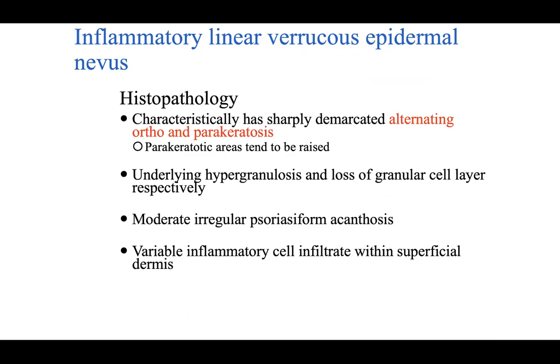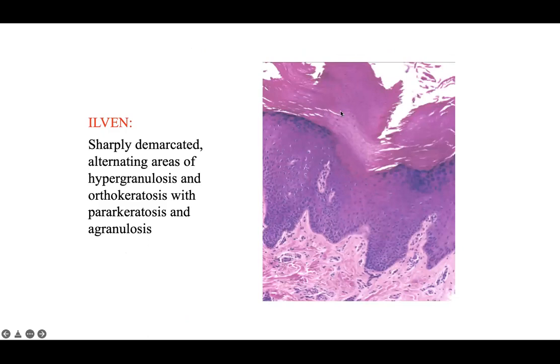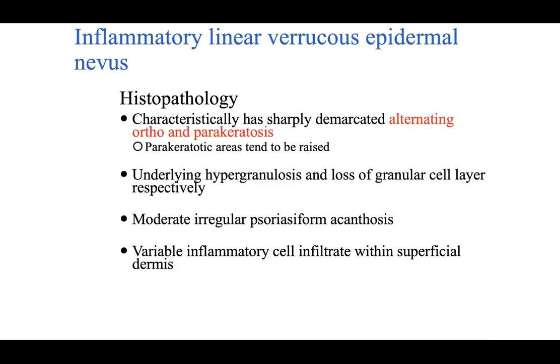Inflammatory linear verrucous epidermal nevus on histopathology, you're going to find alternating para and orthokeratosis that is sharply demarcated, with alternating areas of hypergranulosis and orthokeratosis, along with that parakeratosis and hypogranulosis. So as usual, when you have hypergranulosis, you'll have orthokeratosis on top, and if you've got hypogranulosis, you'll have parakeratosis on top. That's generally the juxtaposition you will find in most of dermatopathology. When you think about the alternating ortho and parakeratosis, that's also a buzzword for pityriasis rubra pilaris. So the other entity where you hear that phrase is going to be ILVEN.